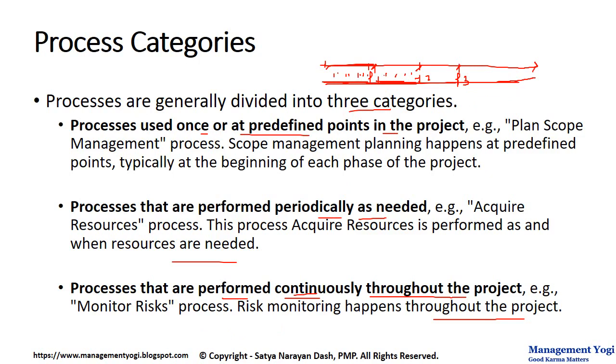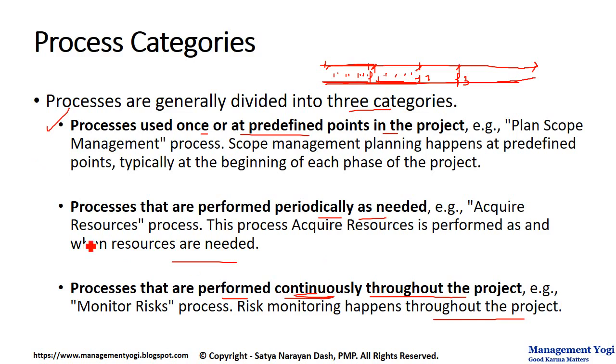As an overall tip, I am telling you the planning processes, that is Plan Scope Management or Plan Schedule Management, are most likely to fall into this category: processes used once or at predefined points. The monitoring and controlling processes under the Monitoring and Controlling Process Group are most likely to be performed continuously throughout the project. And we have also some processes which are performed periodically as needed, not at predefined points, for example at the beginning of a phase or beginning of a project.